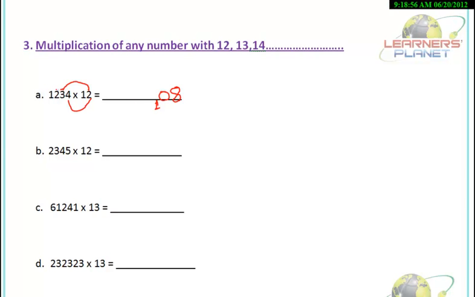Then similarly 2 2s are 4 plus 3, 7. Then 1 2s are 2 plus 2, 4, and 1 as it is. In the next step we will add the carryover to the next digit, that is 1 plus 7, 8, 4 and 1. So the answer is 1234 into 12 is 14808. Isn't it so simple, friends?